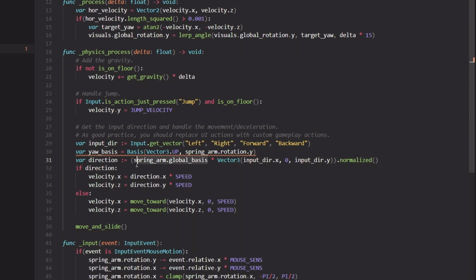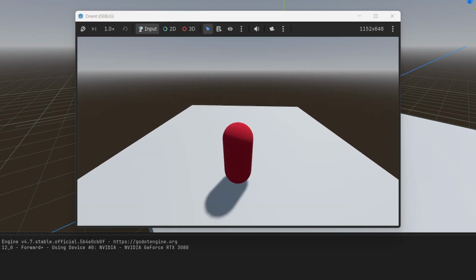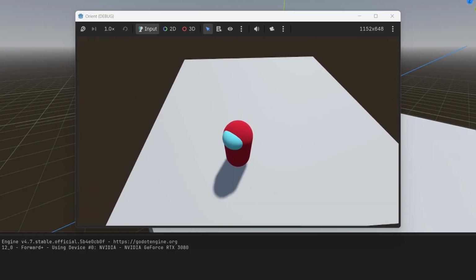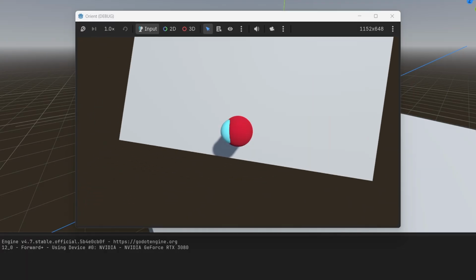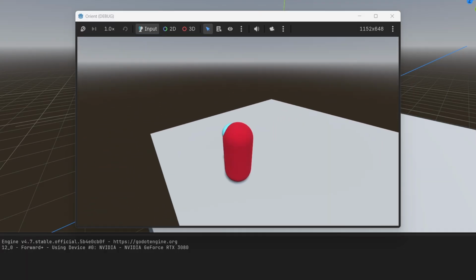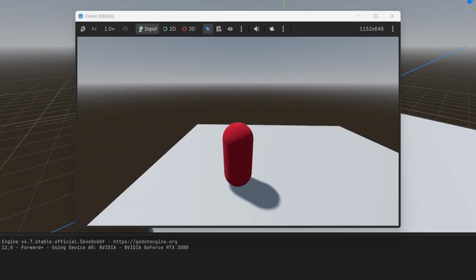And if we then use our own basis instead of the spring arm basis, and we replace our Z back to Z, then we can see we are able to move in all directions, no matter what the pitch of our camera is. And with that, we have a fully working third-person character movement.